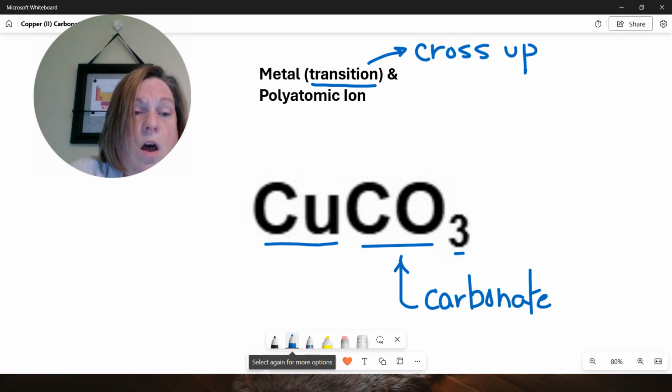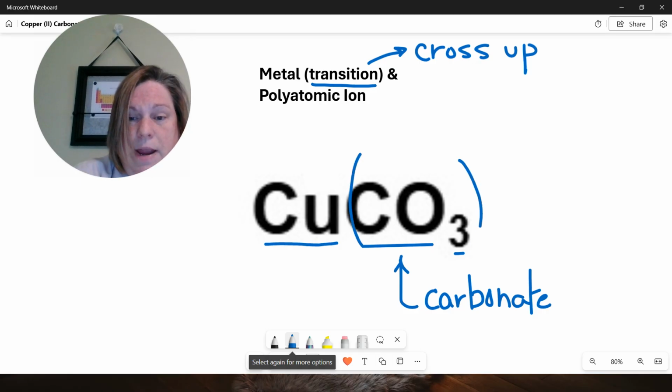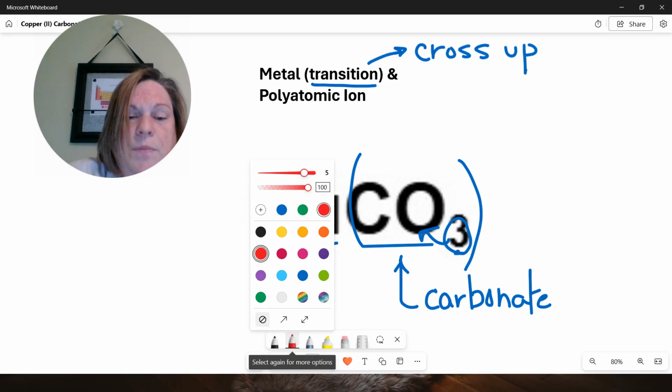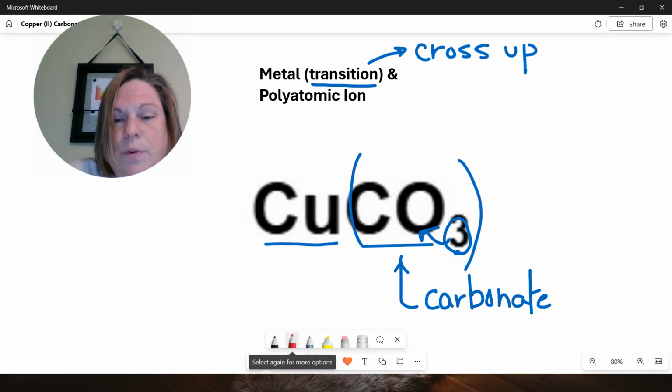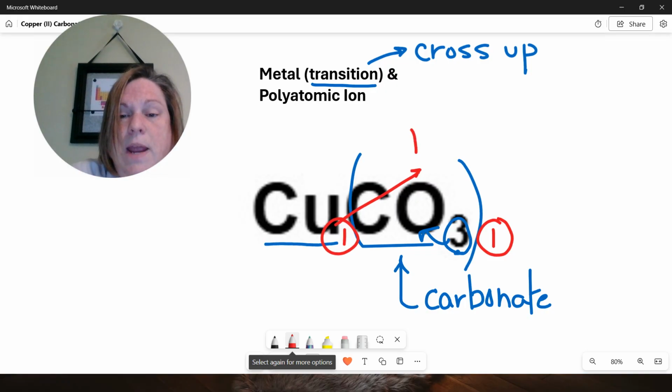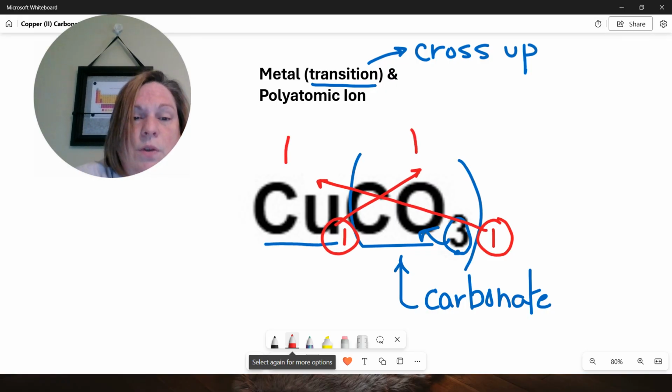Because there's only one copper and one carbonate, there are no parentheses around the carbonate. But I'm going to put them there first before we do cross-up because I do not want to move this 3. This 3 belongs to the carbonate identity. What numbers are we going to cross up? Well, let me change my color here. The numbers we're going to cross up are found here, which there are no numbers, which we assume are 1s. So I'm going to cross a 1 up to above the carbonate and a 1 up to the copper.